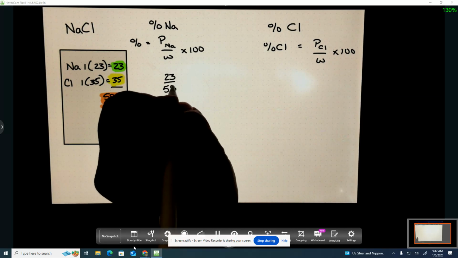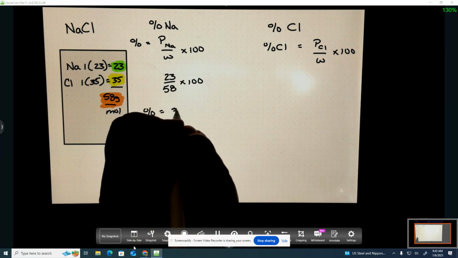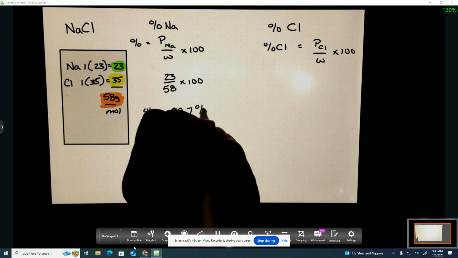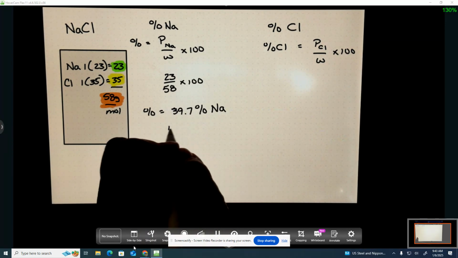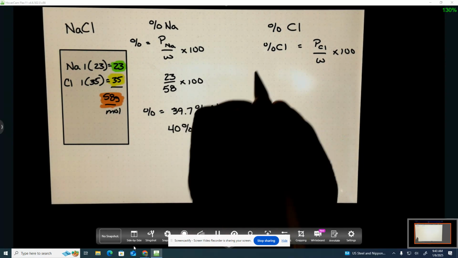Okay, yes, that's right. So the percent is going to be 39.7% sodium. We could round that to 40% just to make our lives easier. But 39.7% or somewhere close to that. Now, you should be able to do, without doing any math on your calculators, tell me what chlorine's percent is going to be. If this is 40%, what is this one going to be? 60.